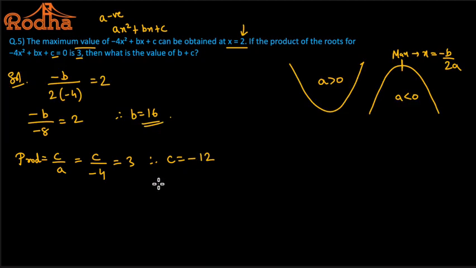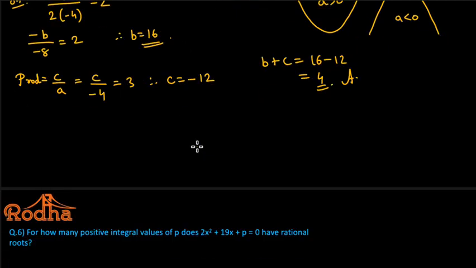So what we need to find is the value of b plus c. So it's simple, b plus c will be what? 16 minus 12 is equal to 4. So 4 would be the answer for this question. Okay, that was question 5. Move to question 6 guys.